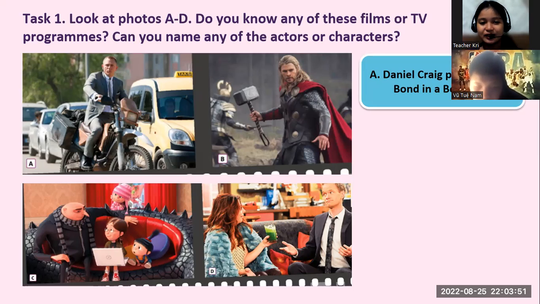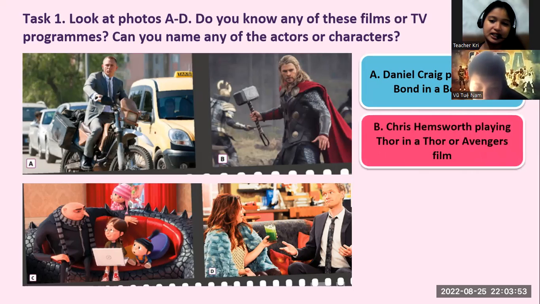All right, so let's have letter B. Letter B, the actor is Chris Hemsworth. Chris Hemsworth is known to be Mr. Thor. So this movie is entitled Thor or Avengers film. And it's for picture B. Yes, that's right. It's picture B.